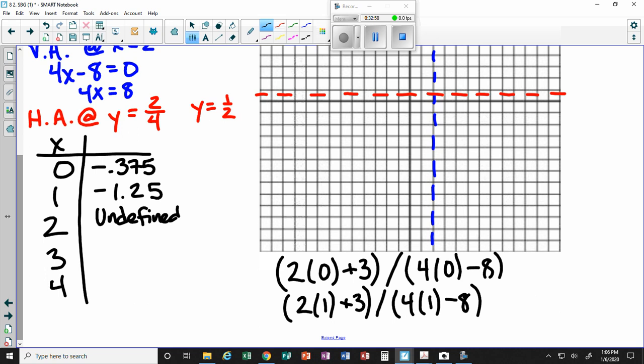All right, then I'm going to plug in 3. So 6 plus 3 is 9. That's 12 minus 8, which is 4. So 9 fourths. Which is what? 2.25. Okay, then I plug in 4. The 8 plus 3 is 11. 16 minus 8 is 8. It's 11 eighths, which is 1.375.